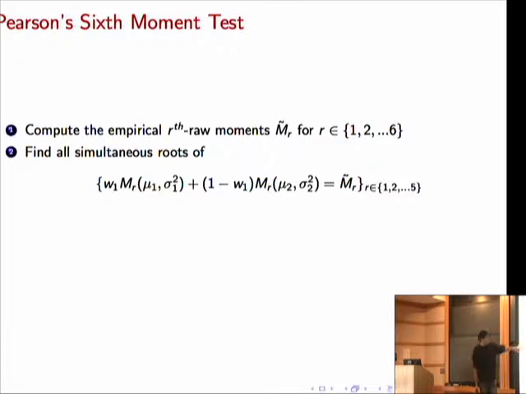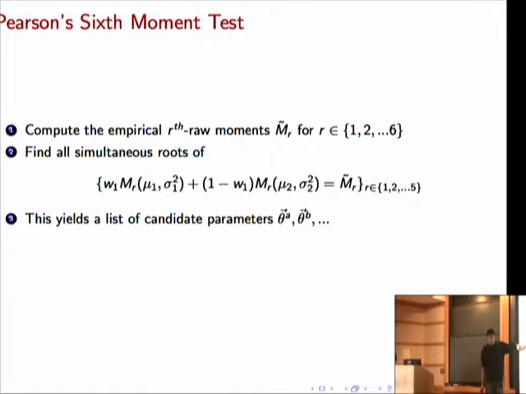And what he did was remarkable. I mean, this was way before computers, obviously. He solved the system by hand, and he got all the simultaneous roots of this system of equations. So he got some candidate set of parameters that maybe could explain the data. Each set in this list is a simultaneous setting for each of the 5 variables, so that if those were the values that each of these variables were set to, then they would explain the data in terms of the first 5 moments.